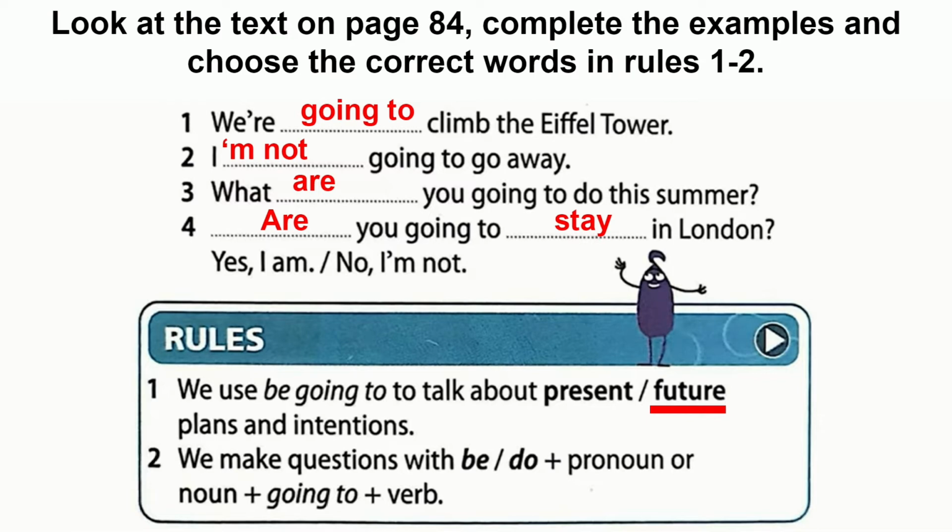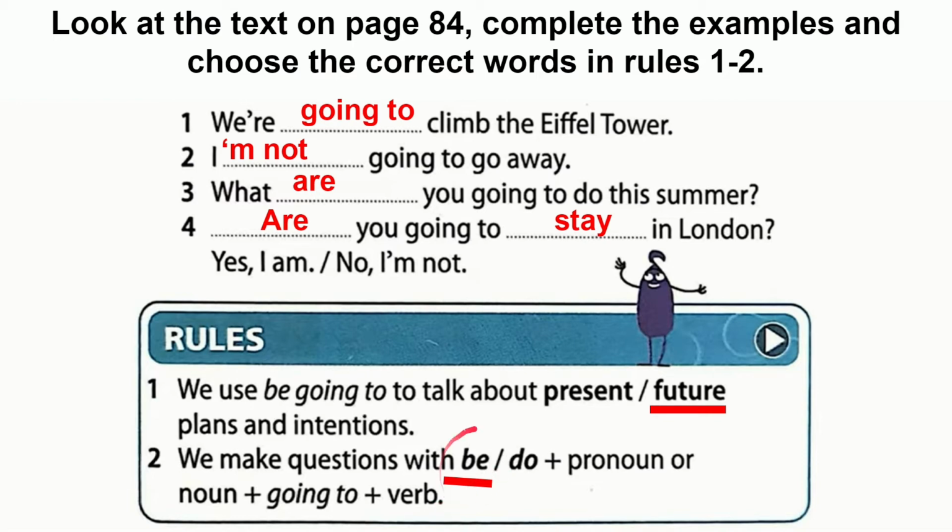Going to happen. Second, we make questions with be or do plus pronoun. Be is am, are, was, were, plus a pronoun or noun, plus going to, plus a verb. Like the example just now, the verb is travel.